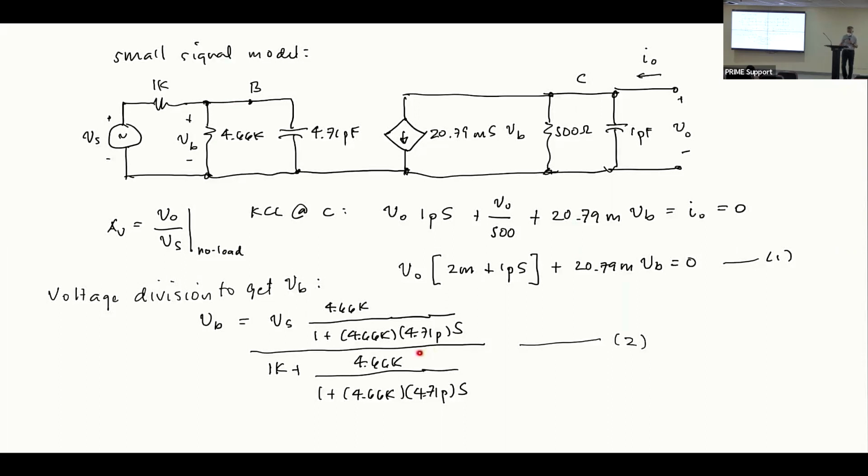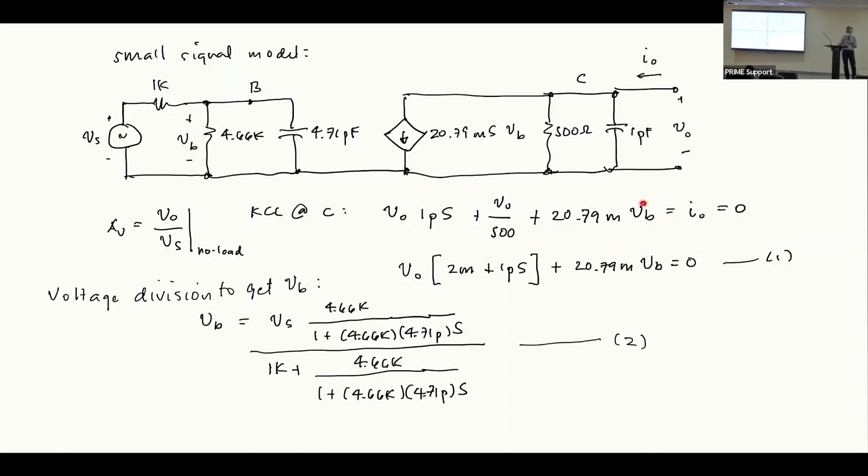So voltage divider. No? So V sub B is equal to V sub S multiplied by this impedance divided by your total impedance. Your total impedance is 1K plus the parallel combination of these two. So that's my denominator. Okay, now what I'd like to do before substituting this, because my intention is, I will substitute this into this.